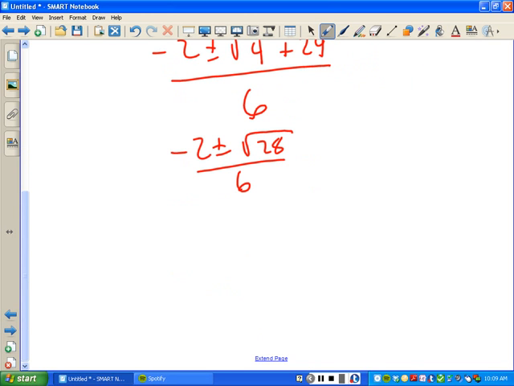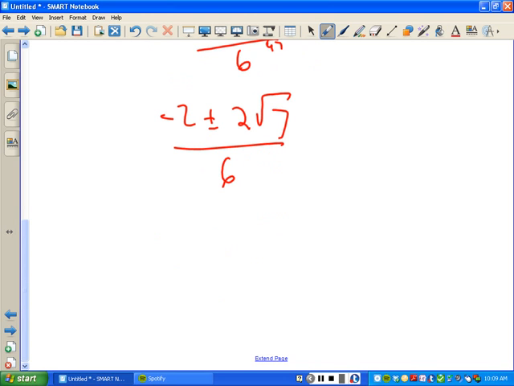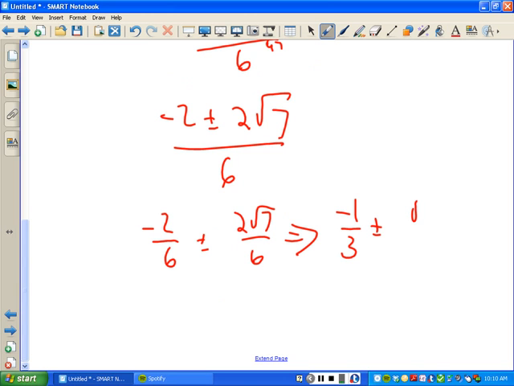Why? Well, the square root of 28 breaks down. The square root of 28 is 4 times 7. So the square root of 28 is 2 square roots of 7 over 6. And at this point, we can separate it out as negative 2 over 6 plus or minus 2 square roots of 7 over 6. Reducing that, we get negative 1/3 plus or minus square root of 7 over 3.